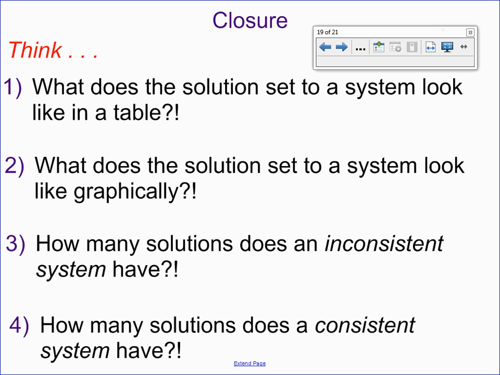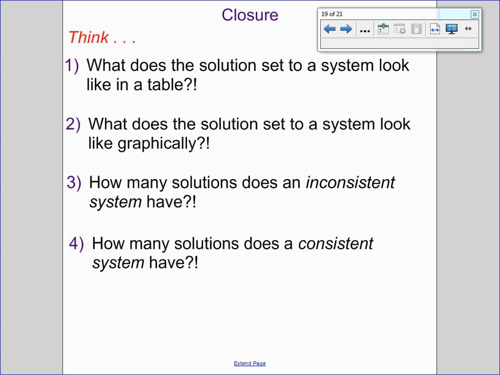3. How many solutions does an inconsistent system have? And 4, how many solutions does a consistent system have? So let's go ahead and make sure that we have a written response for each of these, and then be ready to share your responses on the whiteboard.